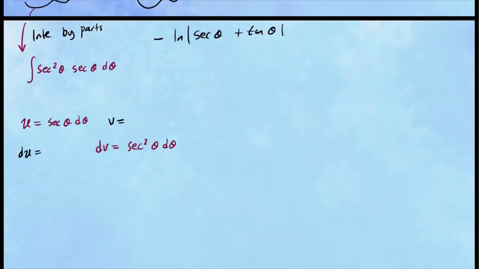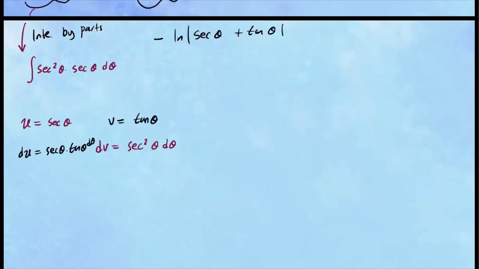So derivative of secant, that will be, my mistake, just secant theta will be u. This would be secant theta times tangent theta d theta. And then v would be the integral of secant squared, which is simply tangent theta.